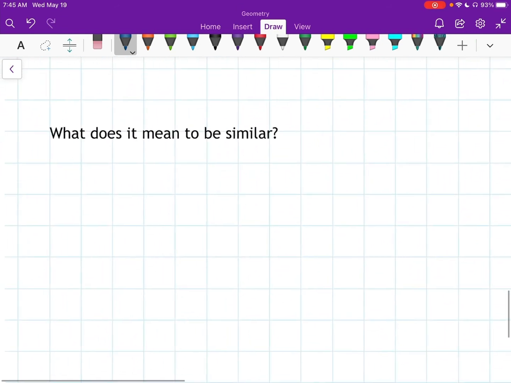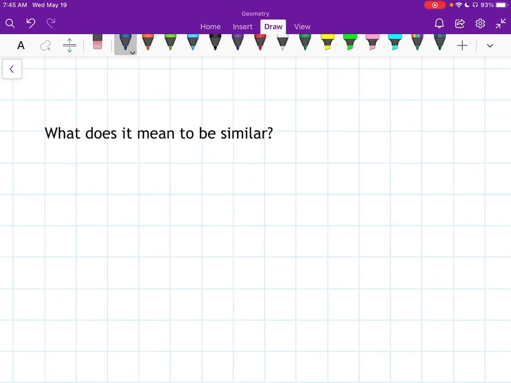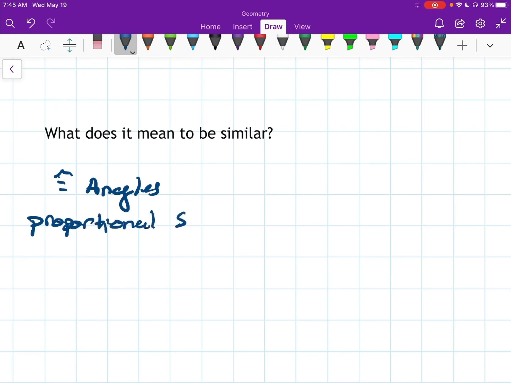And then we just want to remember, what does it mean to be similar? I think there's going to be one problem asking about whether a rhombus is always similar. I don't know if that's the specific one, but to be similar, they have to have congruent angles and proportional sides. Those are the two requirements.